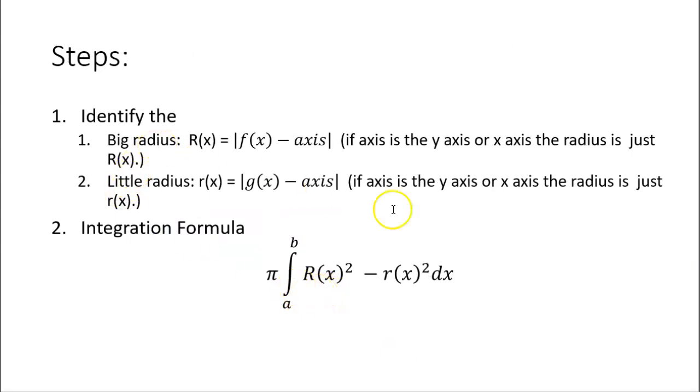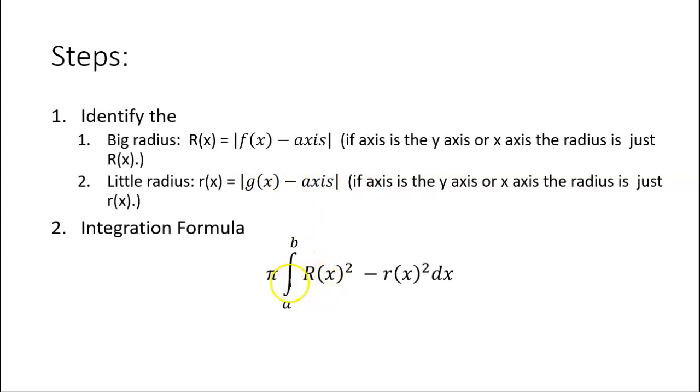So we have two radii. You have a big radius and a small radius because you're going to have two functions that you're rotating. The big radius is the one whose function is farthest away from the axis of rotation, so that when you subtract them, you get a bigger number because it's a farther distance. The little radius is the function that's closer to the axis of rotation, so that when you subtract them, you get a smaller amount, or the distance is less.